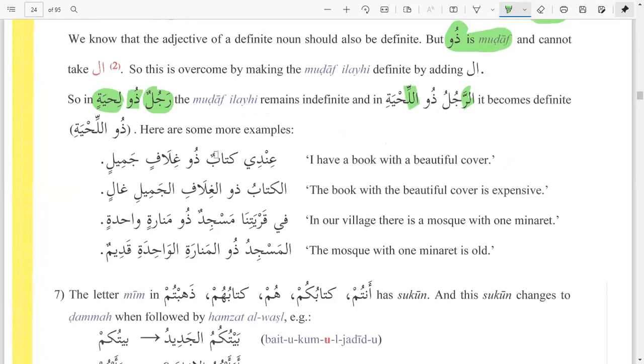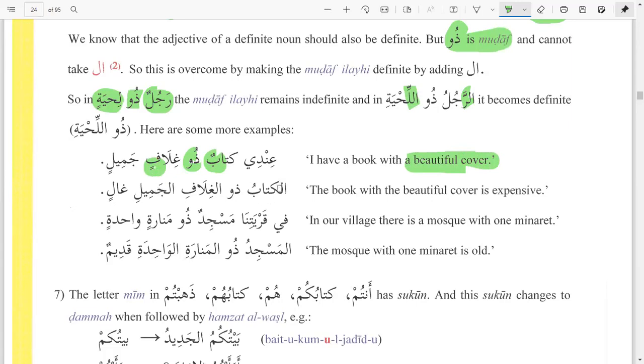Kitabun is indefinite. I have a book. Zu ghilafin jamilin. I have a book with a beautiful cover. Ghilafin jamilin, a beautiful cover. So kitabun is nakira, so zu is also nakira. So mudaf ilay will also be nakira.